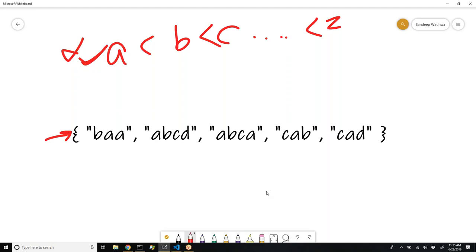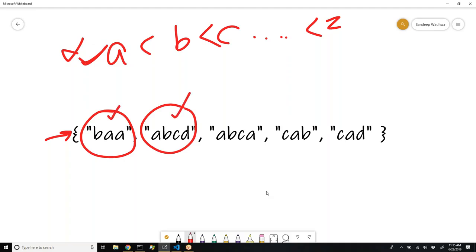If it was our English dictionary, out of these words, which would have come first? A, B, C, D. But in their language, BAA is before A, B, C, D in their dictionary. So what conclusion can we draw from BAA and A, B, C, D? The order would be B, A, C, D in their language. An empty string will not be there in this.